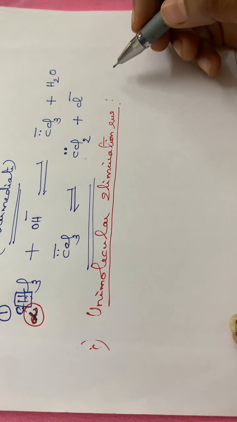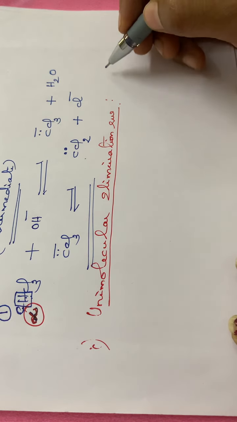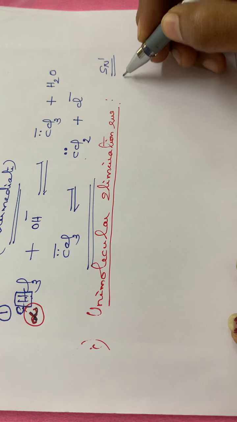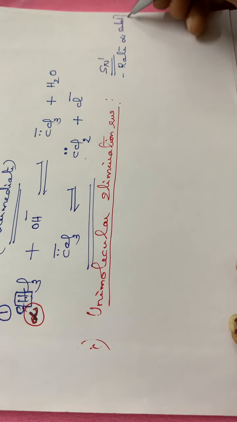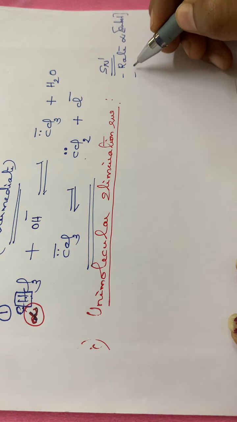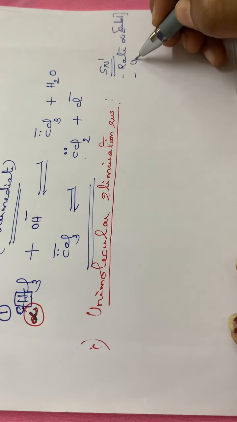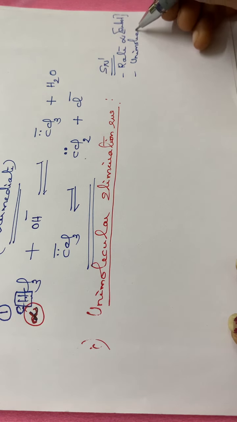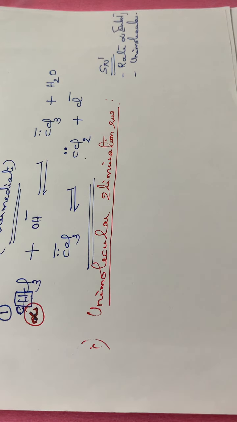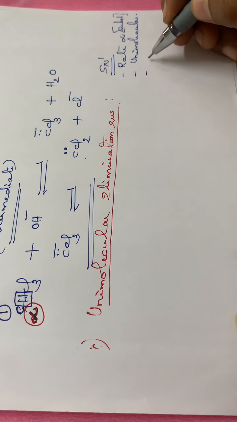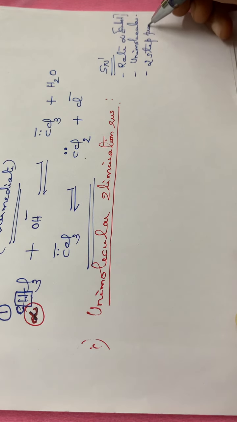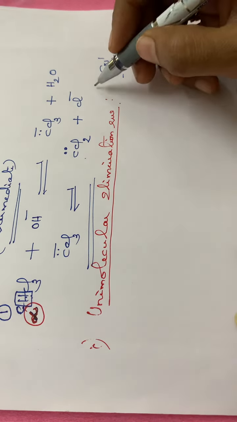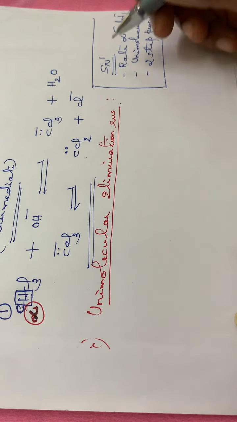SN1 is a nucleophilic substitution reaction, but you have studied that in SN1 the rate of the reaction depends only on the concentration of the substrate, isn't it? And hence it is a unimolecular reaction, since the rate depends only on the concentration of the substrate. Also this SN1 reaction is a two-step process. So these points you have to keep in mind in the case of SN1.